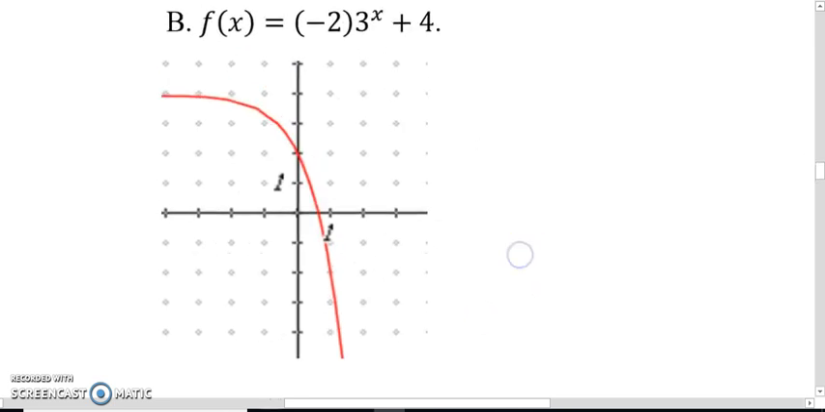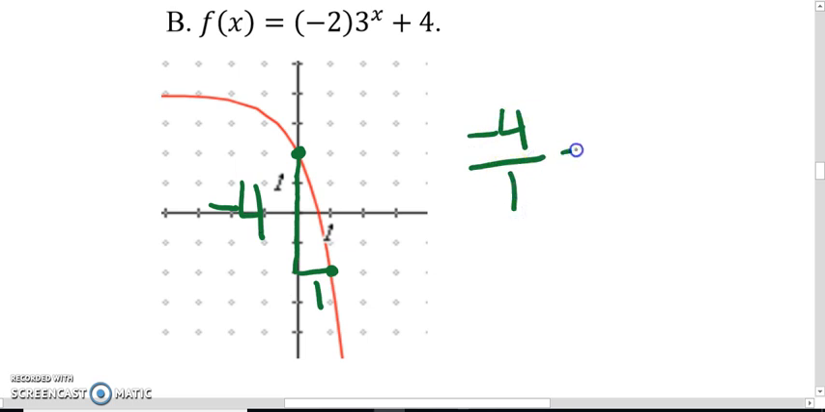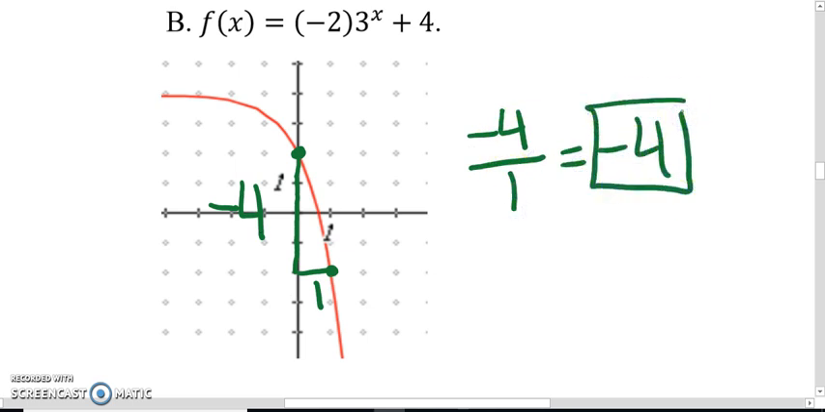So for part B, f of x equals -2 times 3 to the x power plus 4. Again, we plot one point where x equals 0 and then one point where x equals 1. So from left to right, I went down 1, 2, 3, 4. Since I went down 4, it's -4 and over 1. -4 over 1 could simplify to -4, and -4 would be my final answer.